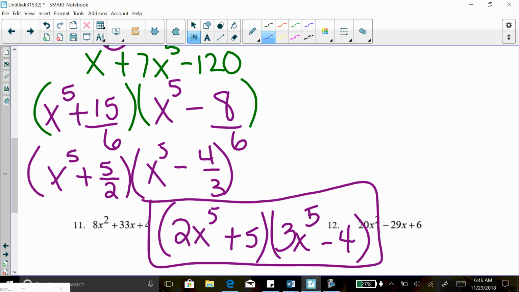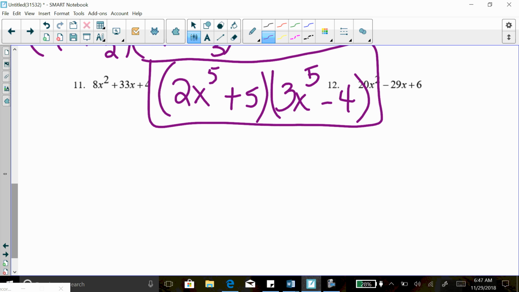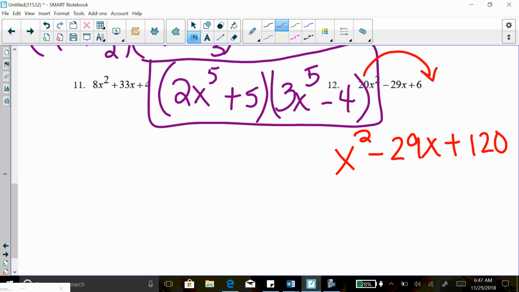And let's try a few more here. Let's try, which ones do I want to try with you guys? Let's try 12. And we'll call that the last one. Okay? So number 12, slide and divide. Take your number in the front, slide it to the number at the end there. So I get x squared minus 29x plus 120.